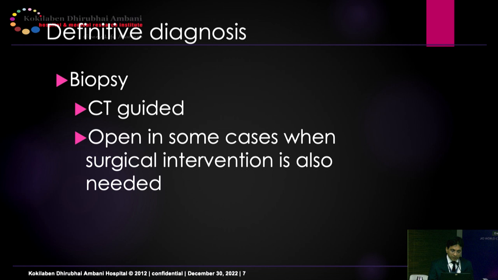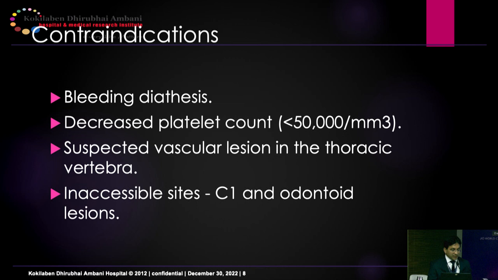So for a definite diagnosis, biopsy, either a CT-guided biopsy, or if the patient has neurological deficit and needs a surgery, then an open biopsy in these cases. But you need to have a tissue diagnosis. You need to have a culture sensitivity. The contraindications are there: bleeding diathesis, or suspected vascular lesion, or inaccessible sites like odontoid and C1.